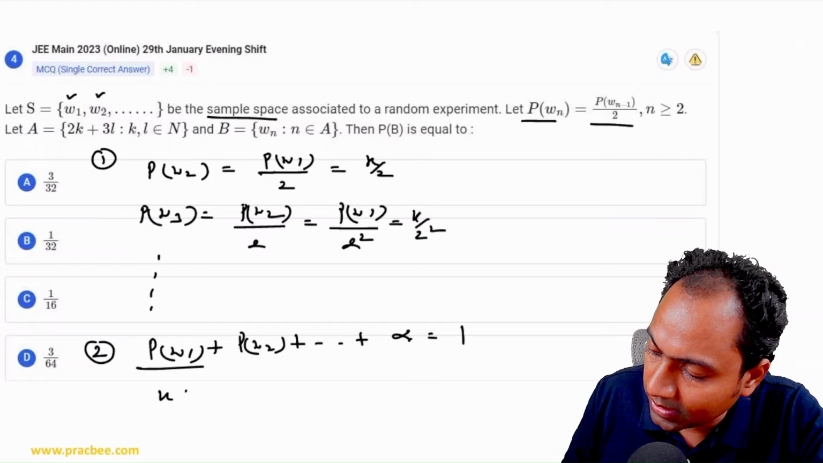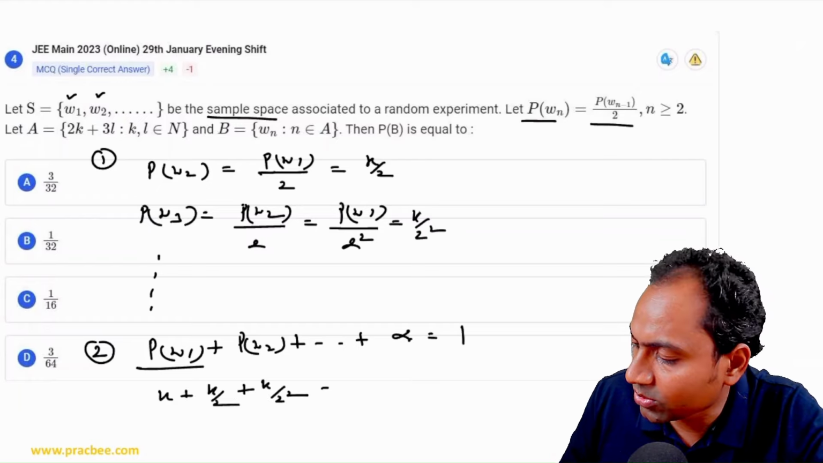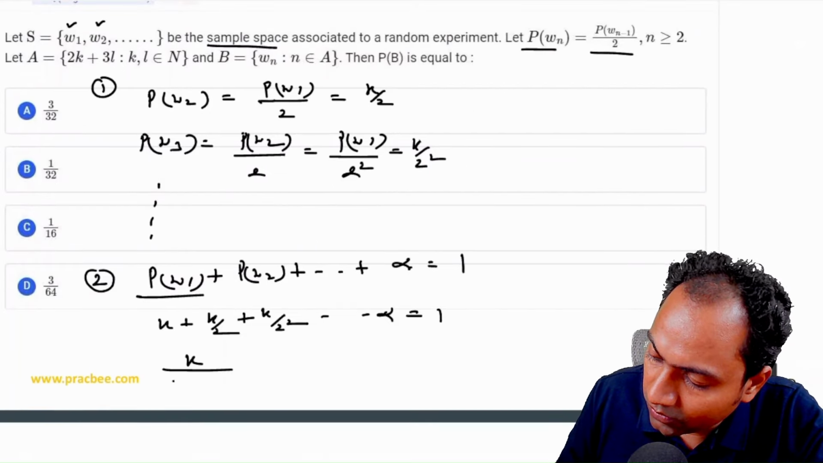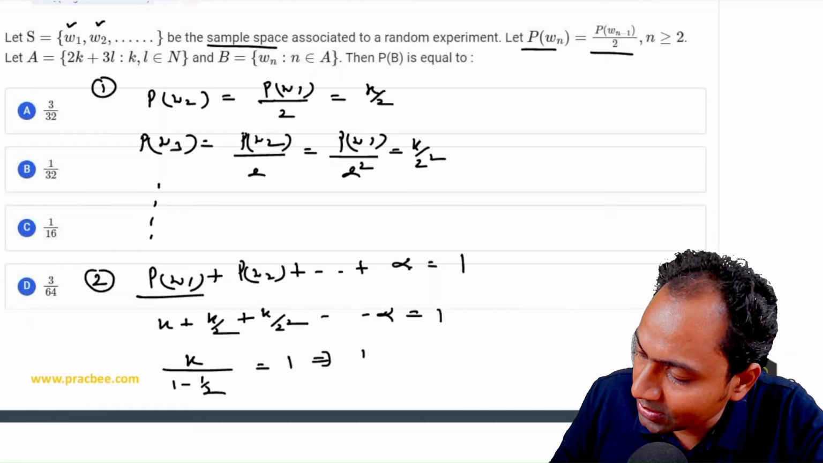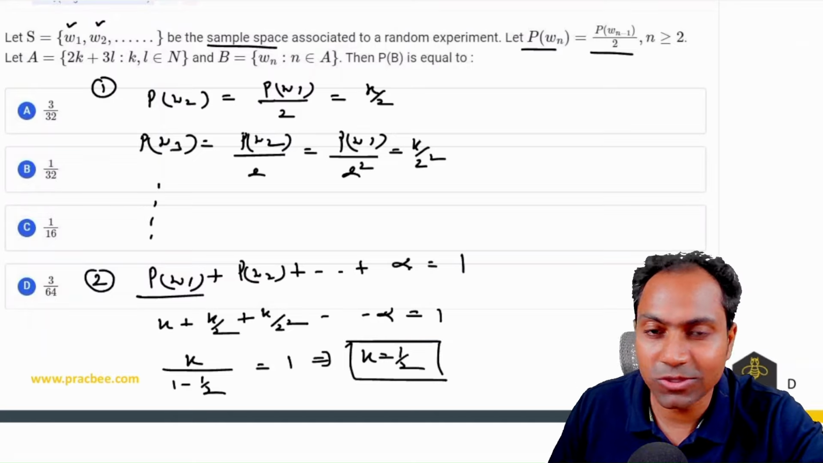So this is nothing but K. The next becomes K by 2, then K by 2 square, and so on and so forth till infinity is equal to 1. This can be written as A upon 1 minus R is equal to 1. So from here you can see that the value of K comes out to be 1 by 2. So this is what we are getting.